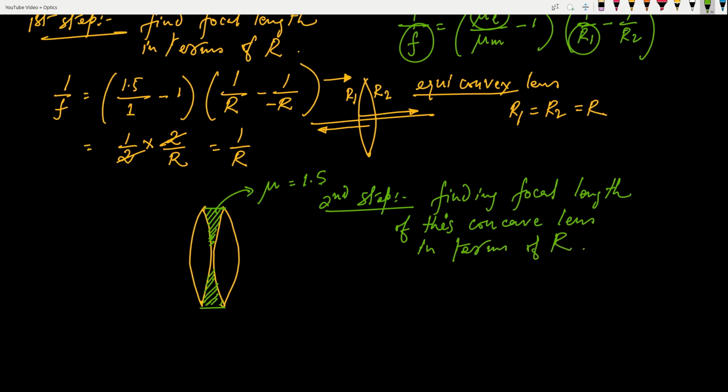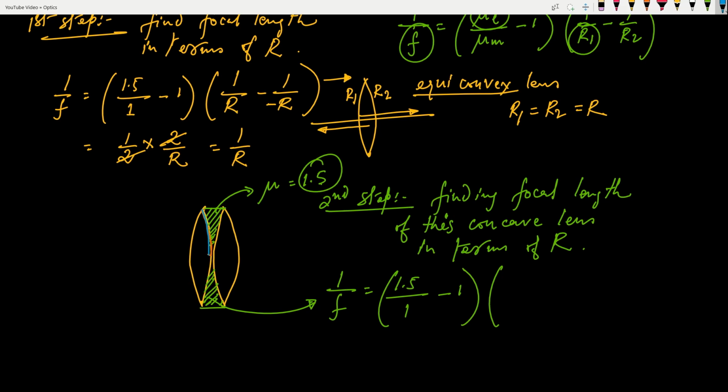So let's see. 1 by f for this lens is equal to the refractive index of this layer, which is given to be 1.5, kept in air, so 1.5 minus 1, multiplied. Now let's look into this. If this is the r1 surface and this is the second surface, it is sharing the same surface as the convex lens, and we know the radius of curvature for the convex lens was the same on both sides, r. So the radius of curvature for the concave lens will also be r because it is sharing the same surfaces with the convex. Therefore, both r1 and r2 will be r.